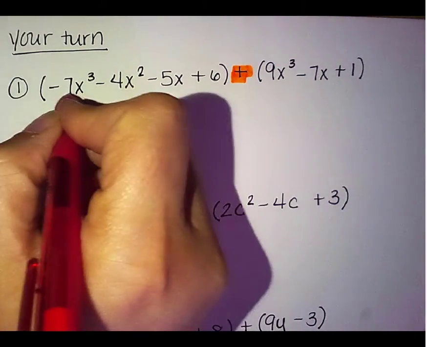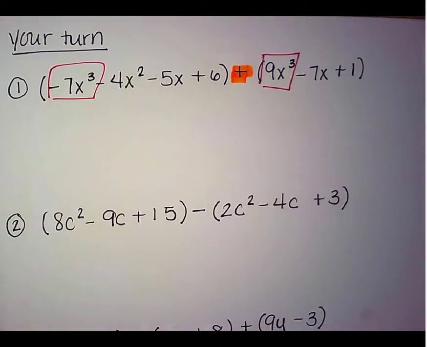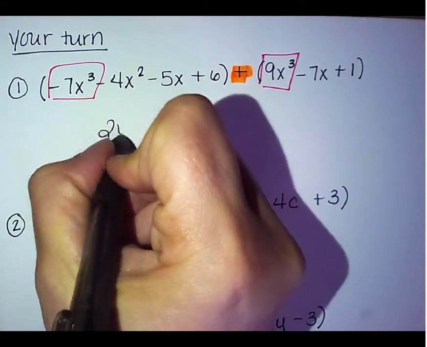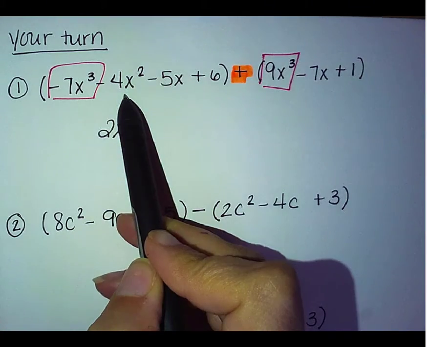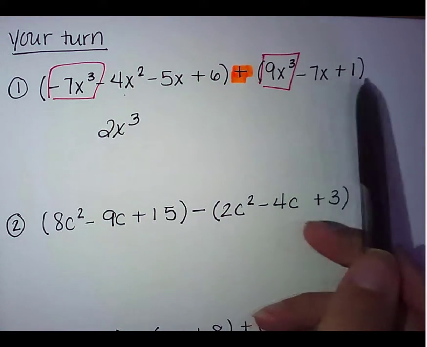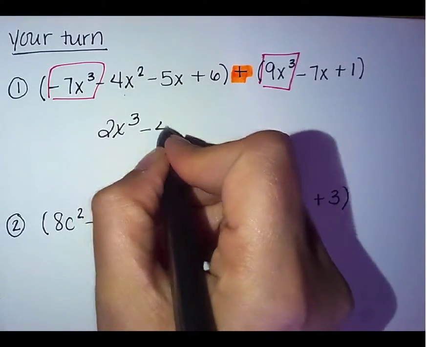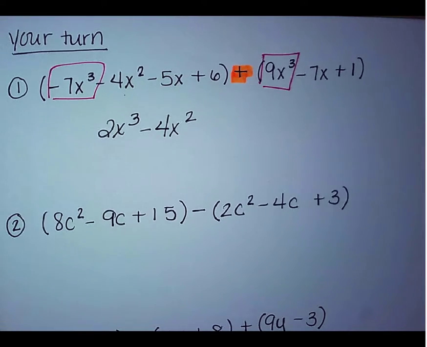So in this instance, we've got a negative 7x cubed and a positive 9x cubed. That is going to combine together to give us a positive 2x cubed. Notice that we have a 4x squared in this parentheses, but we do not have a corresponding 4x squared over here. So we're just going to drop that down, minus 4x squared. You can cross it out. You can do whatever you need to do to make sure that you know that you've talked about that term.